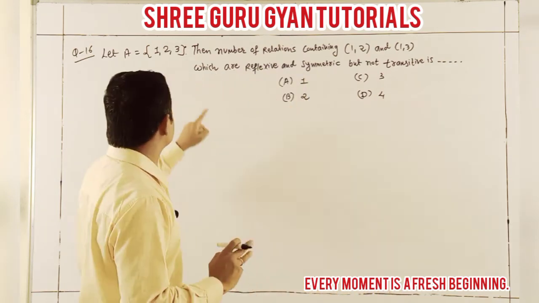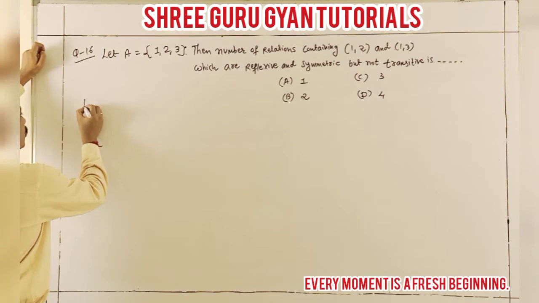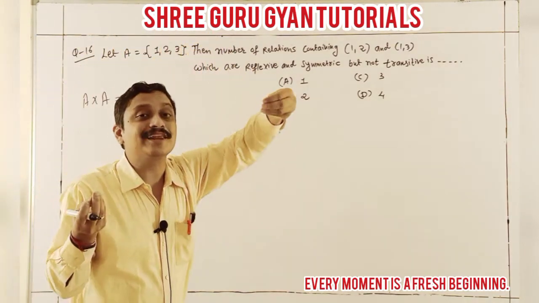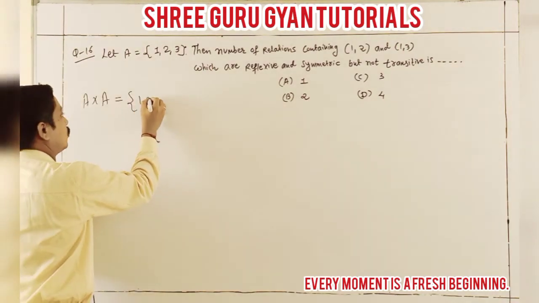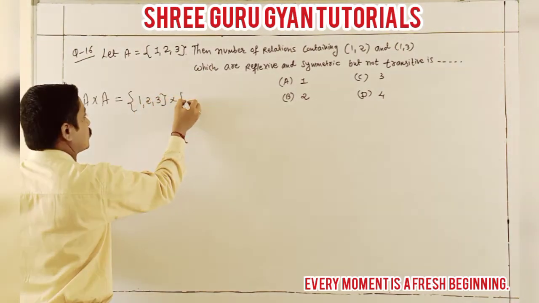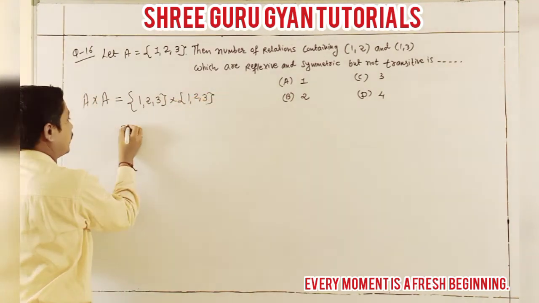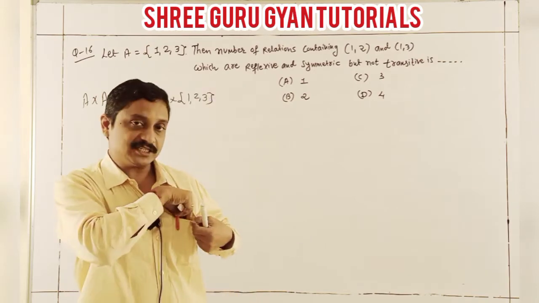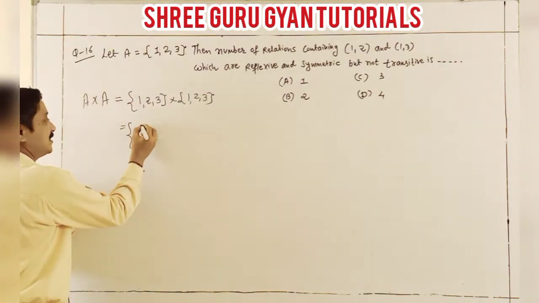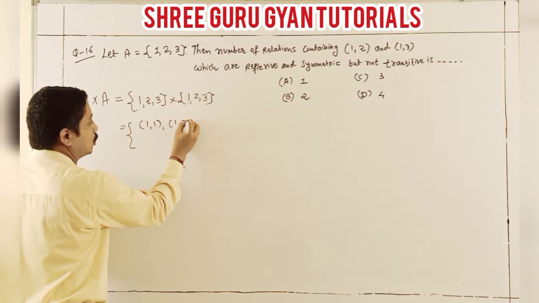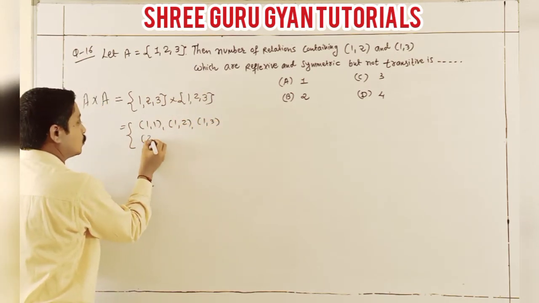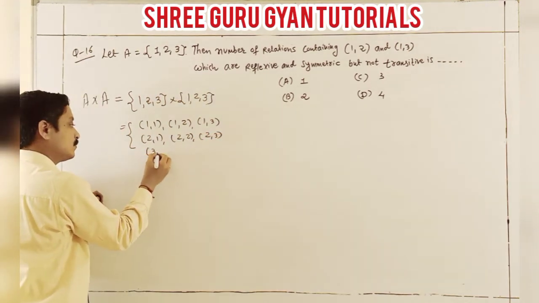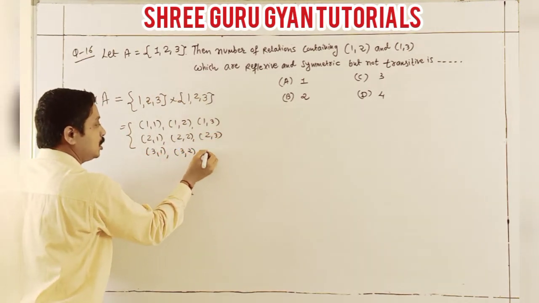So first of all students, I will explain only the A cross A elements. Then we can show the relations properly. What is A cross A? {1, 2, 3} cross {1, 2, 3}. It's simple. So how many elements are there? (1, 1), (1, 2), (1, 3), (2, 1), (2, 2), (2, 3), and last (3, 1), (3, 2), (3, 3).